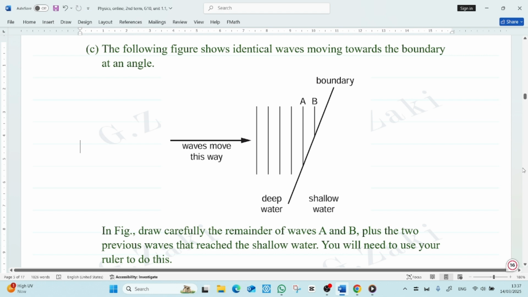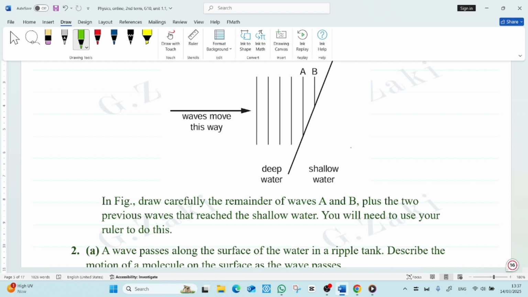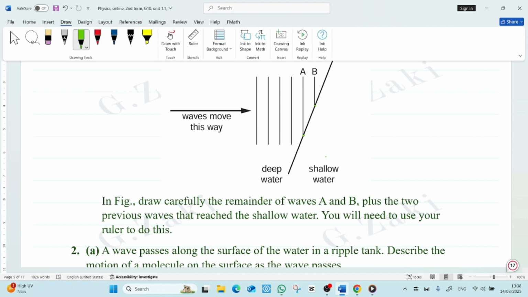Shallow water, so the wavelength decreases. You will need to use your ruler to do this. Now we use the ruler, but here I just give you the way. By using the ruler, we start from this point A and draw a line, and then from this point draw another line parallel, but you know that it must be less in wavelength, so we draw this to be less wavelength.